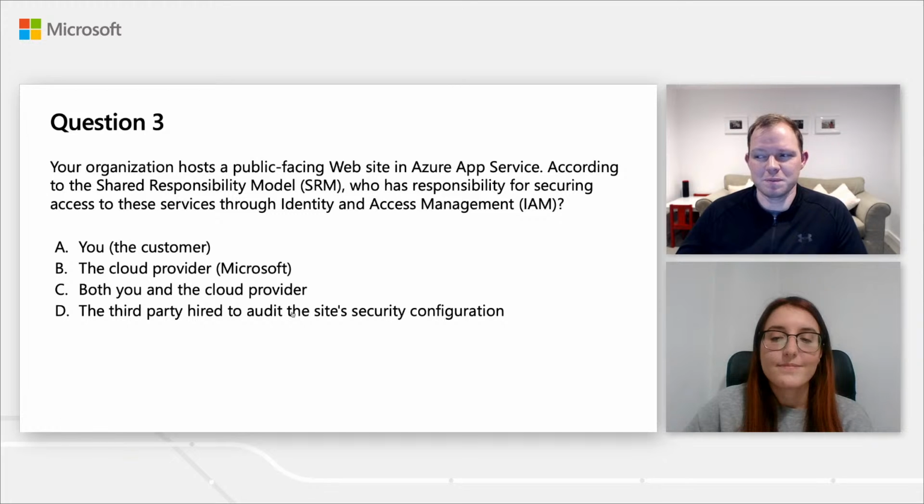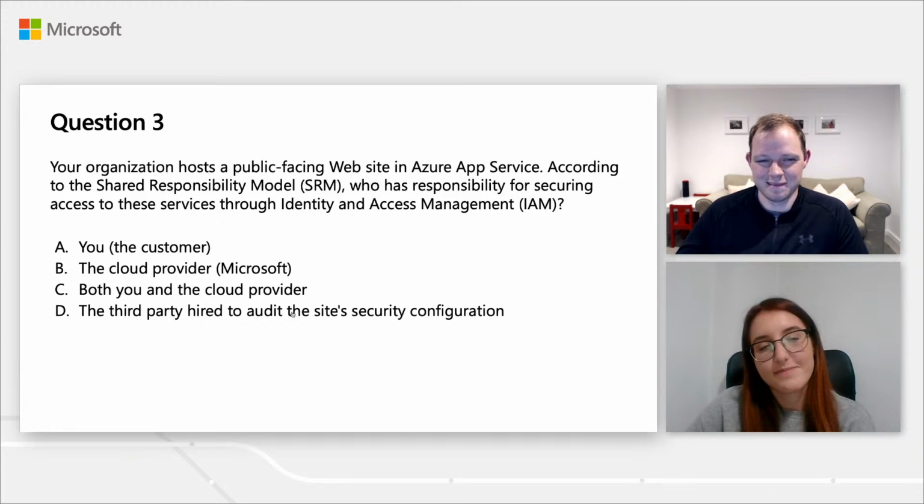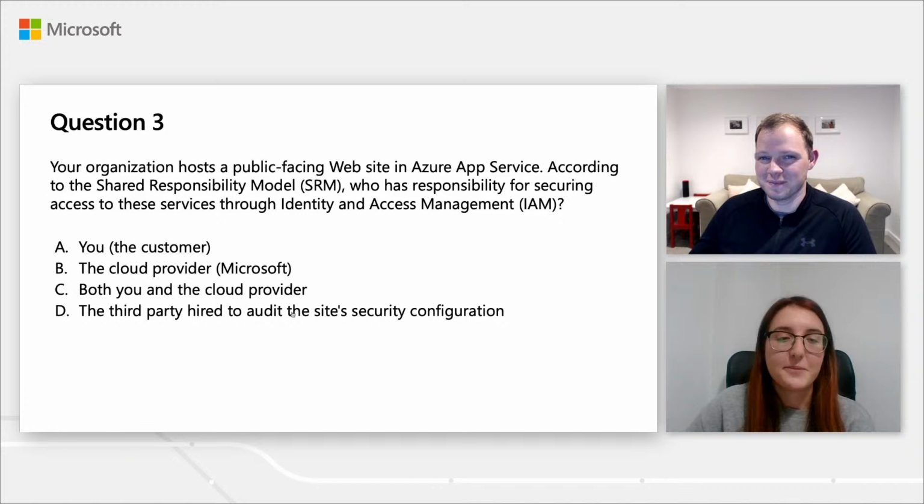So how about another one? It's not A or B because it's the shared responsibility model. So as we said, everything is shared. So C, it's true. Yeah, and how is the audience getting on? Let's see. 63% said C, both you and the cloud provider, and 38% said A, you.